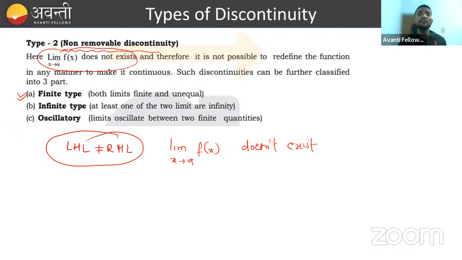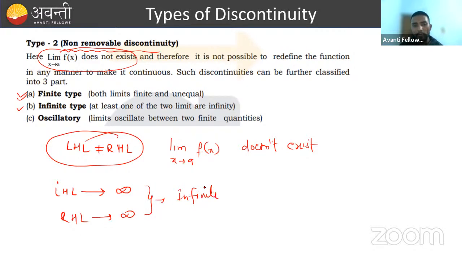And the other one is infinite type, meaning at least one of the two limits is infinity. It means if LHL is tending to infinity, or suppose RHL is tending to infinity, then we can say that this is infinite type.